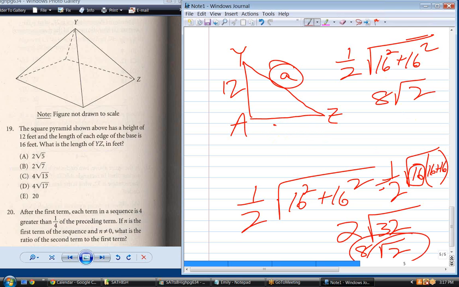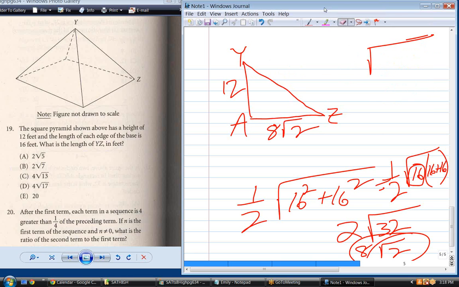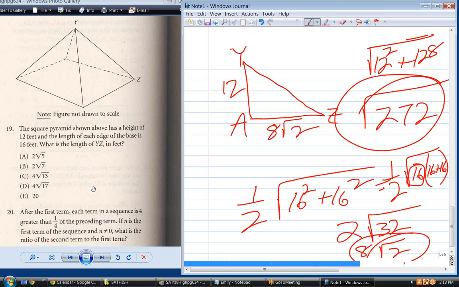And now if I plug in 8 square root of 2, makes this math a little bit easier. I'm not sure I'm really making it easier here, but just to let you know how we would do it. 64 times 2 is 128. So what's that, the square root of 272? And that obviously must reduce to 4 root 17. In other words, 16 must divide into that 17 times.